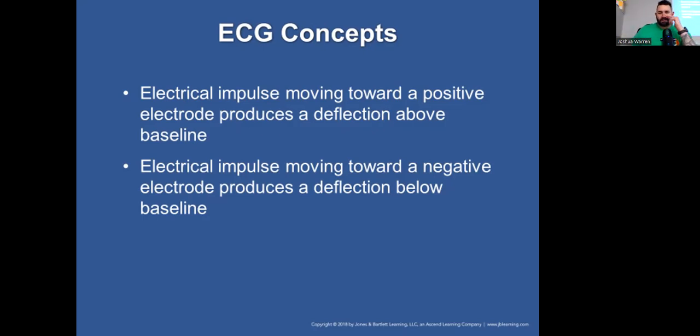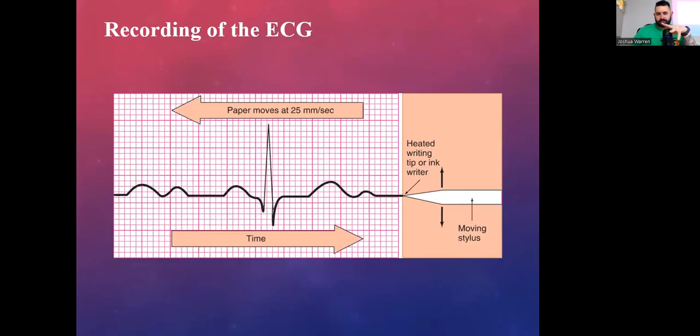Very good. All right, so let's look at an EKG. The paper moves at 25 millimeters per second. It's always going to travel left to right. And it's usually either a heated writing tip or ink writer. Now, you can probably guess that most of these are just heated writing tips. Why can you guess that? Because you've never had to change the ink. So it's a heated writing tip. Time moves which way? Left to right. Paper moves to the left. Time intervals are going to the right.